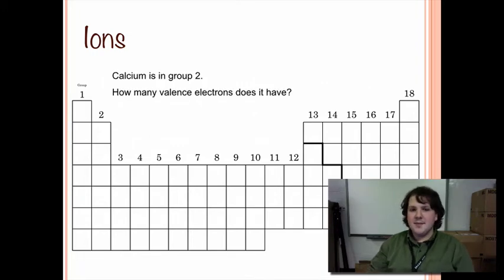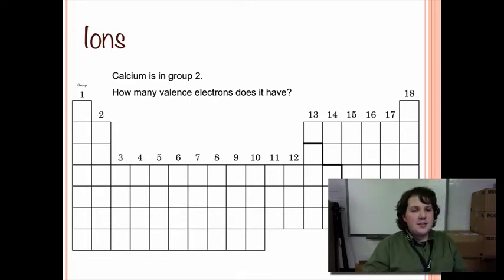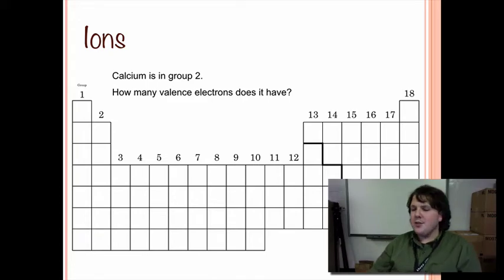All right, calcium's in group 2. So how many valence electrons does it have? The answer is really simple. All you need to do is look at the group number. Calcium's in group 2, so we know it has 2 valence electrons. If we get over to group 13, 14, 15, 16, 17, there's only one other step you have to do, and I'll show you that in a minute.